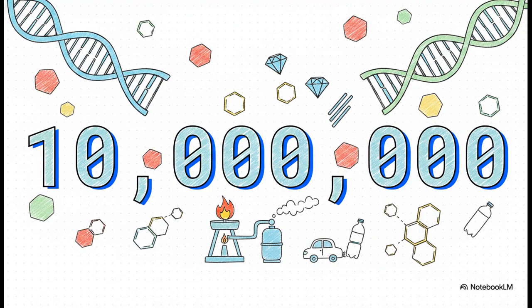I really want you to take a moment to process that massive number. There are about 10 million known carbon compounds. To put that into perspective, this number is vastly larger than the total number of compounds formed by all the other elements in the entire periodic table combined. From the cooking gas in your kitchen to the incredibly complex DNA molecules inside your cells, carbon builds it all.